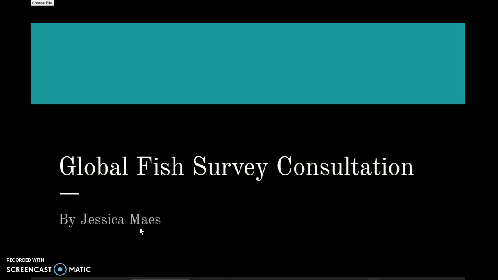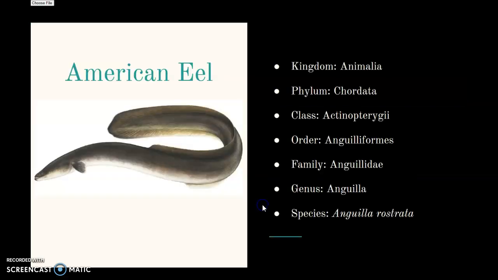Now to first go into our two fishes that we have recognized in this survey consultation. First one being the American eel. As you can see from the taxonomy, it's from the phylum Chordata, class Actinopterygii. I hope I'm saying that right. And as you can see, this is a taxonomy of the American eel, species Anguilla rostata. I hope I'm saying that right as well.